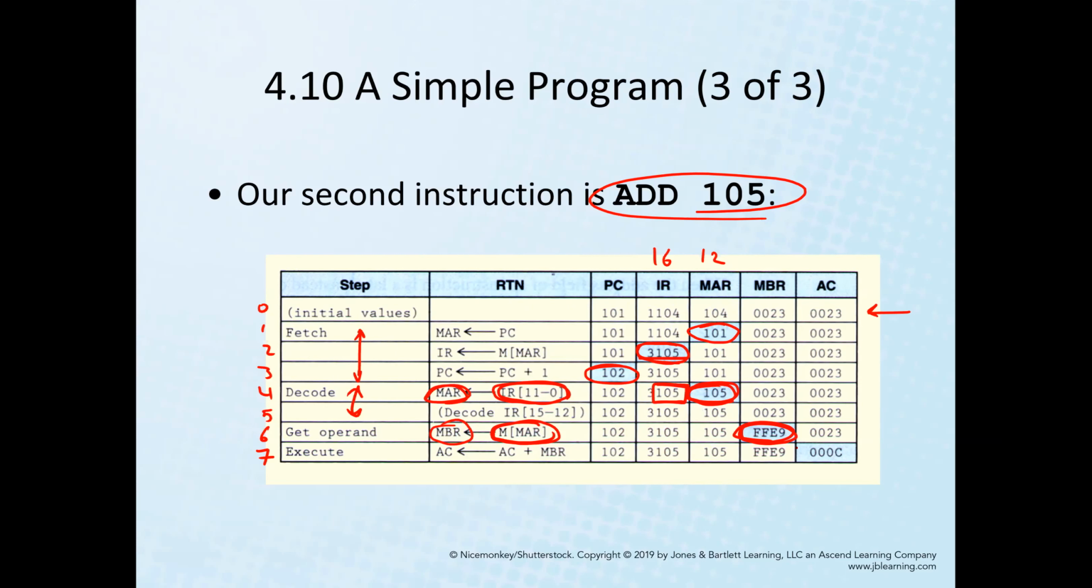FFE9. Now that we put this value, we add those two numbers together and see what's going on. So the next step, the accumulator and MBR will be added together, and the result will be placed in accumulator. Any question? Okay, let's go back to the previous slide.